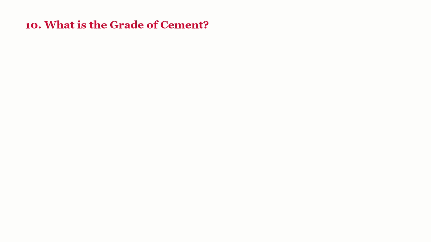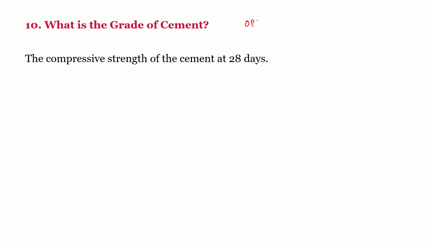Moving on to the next question, what is grade of cement? Just now we talked about grade of concrete. What did I tell about grade of concrete? Grade of concrete is the compressive strength of concrete, that is the characteristic compressive strength of concrete after 28 days. Similarly, grade of cement is the strength of the cement after 28 days. I'll just tell one point here. When we're talking about grade of cement for OPC, we generally have three grades: 33 grade, 43 grade, and 53 grade.